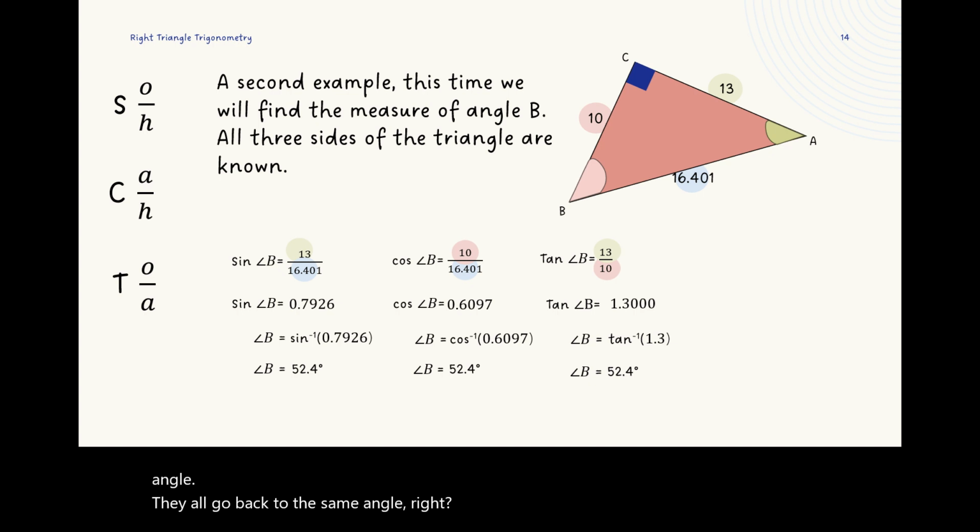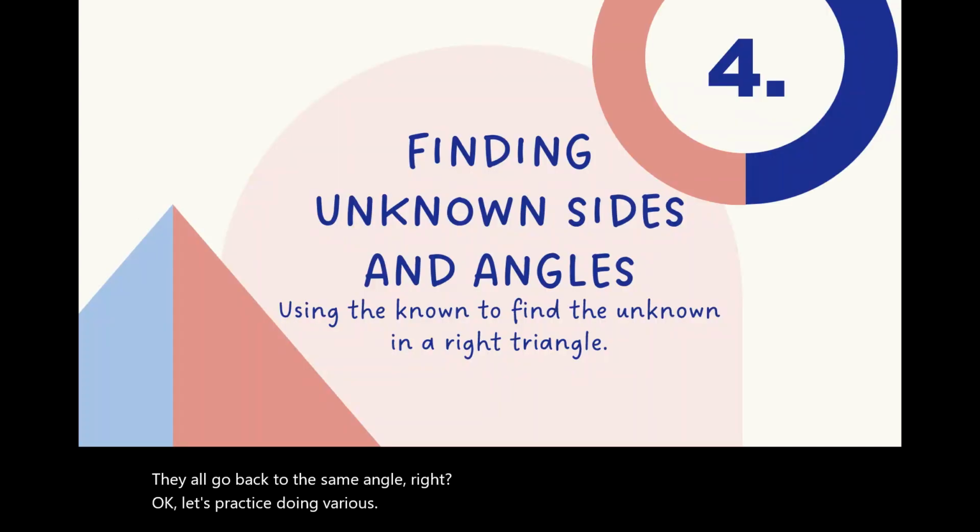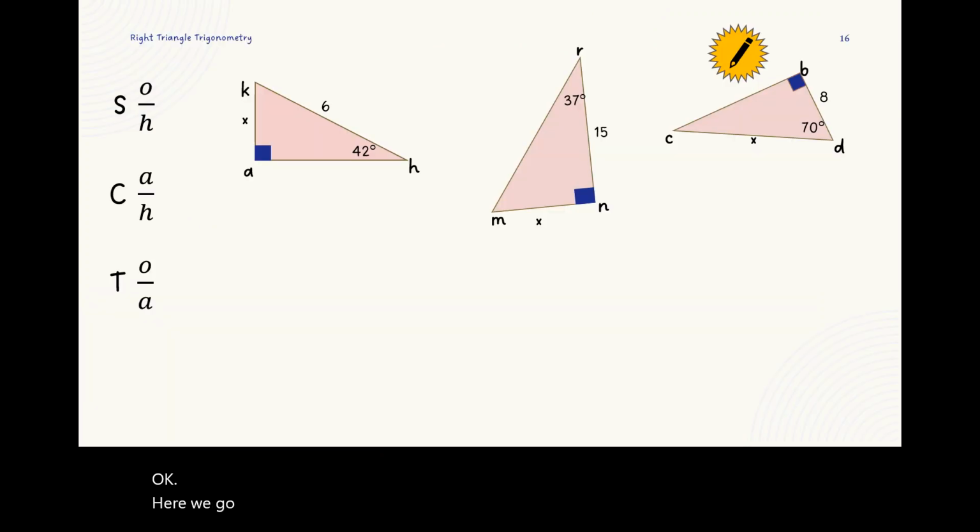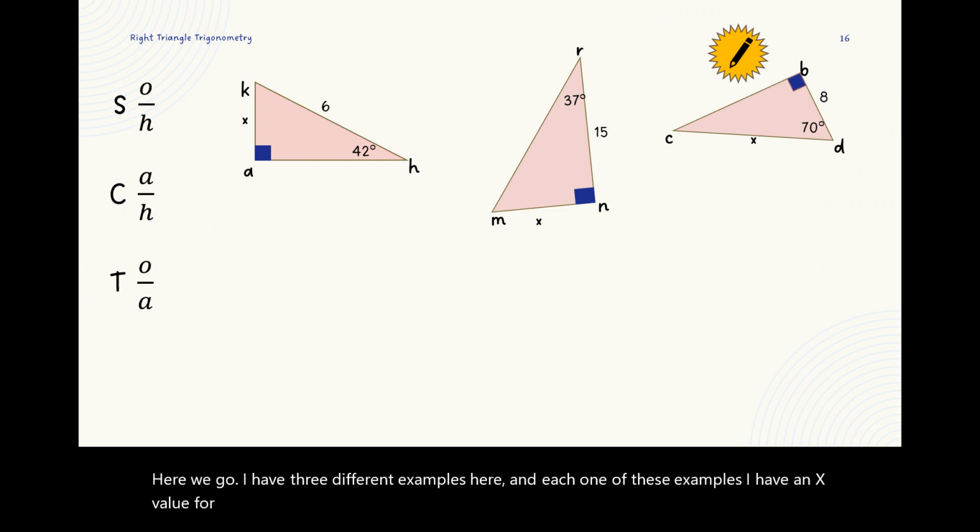Okay, let's practice doing various unknown sides and angles within a triangle. Okay, here we go. I have 3 different examples here. In each one of these examples, I have an x value for an unknown side. So in this start, we're going to be finding unknown sides.